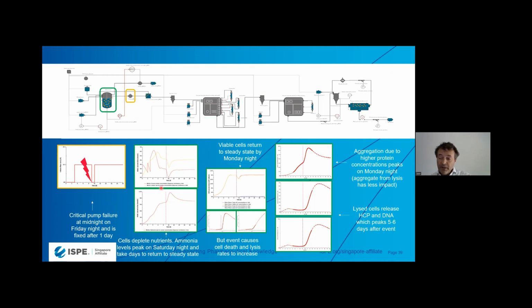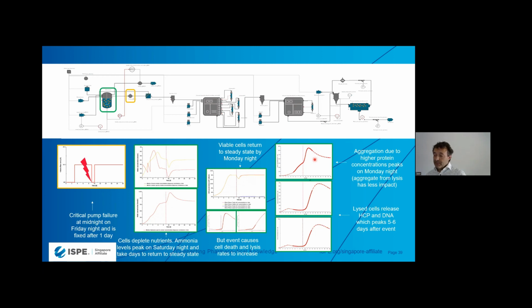performance in the bioreactor. We get depletion of the nutrients because we cannot feed more material, because otherwise the level would become too high. And you can see that there's a reduction in viable cells here, but it recovers by about Monday night. So this is nearly 3 days later. But we do have some cell death and lysis.